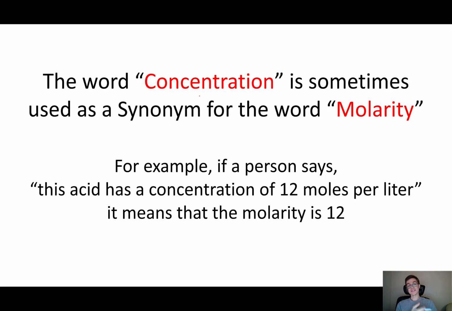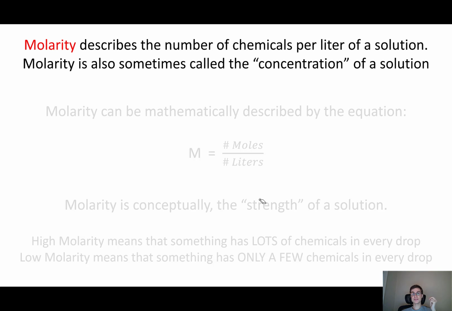I lied when I said that was the last vocab. This is the last vocab. The word concentration is sometimes used as a synonym for molarity. So for example, if somebody says that this acid has a concentration of 12, that normally means that the molarity is 12. There are 12 moles of acid in every liter of that solution. And by the way, that's really dangerous. 12 molar acid.